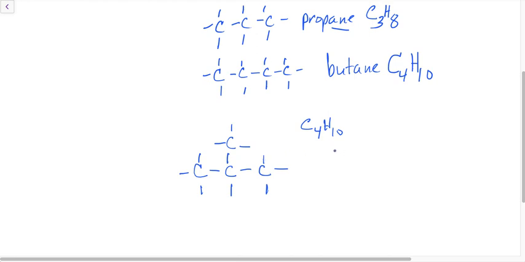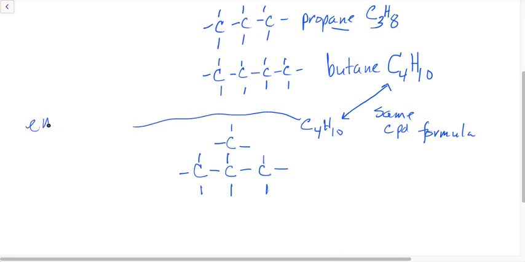So isomer is the fact that both of these have the same compound formula, but they are structurally different. They're chemically bonded differently. So even though they have the same formula, and by the way, we call this an empirical formula, we'll talk about more of that in future lessons.